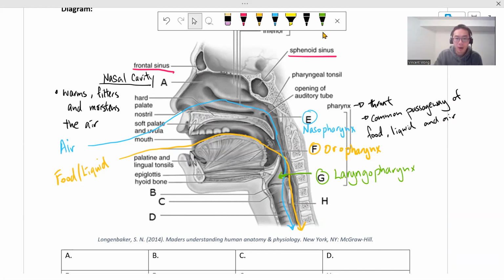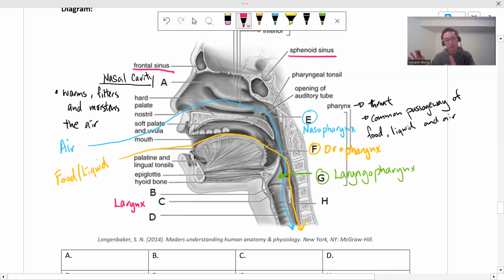Now, where does the laryngopharynx go? As the name implies, it's going to take the air to this region here. I'll show you a bigger version of that later, but C is the larynx. The larynx. Again, I'm sorry, more details to come later. But that's where you contain your vocal cords. That's where you can make sound, right?